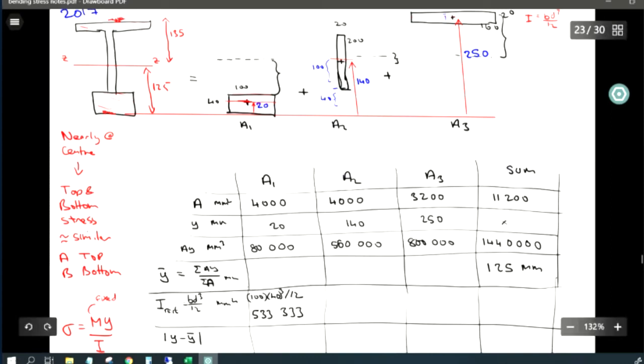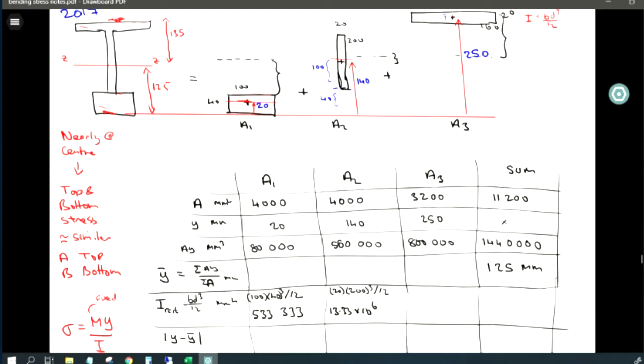If you do the same thing for the middle bit, the breadth is 20. The depth is 200. And that works out, it's going to be a much bigger number. That's going to be 13.33 by 10 to the 6 millimeters to the fourth.